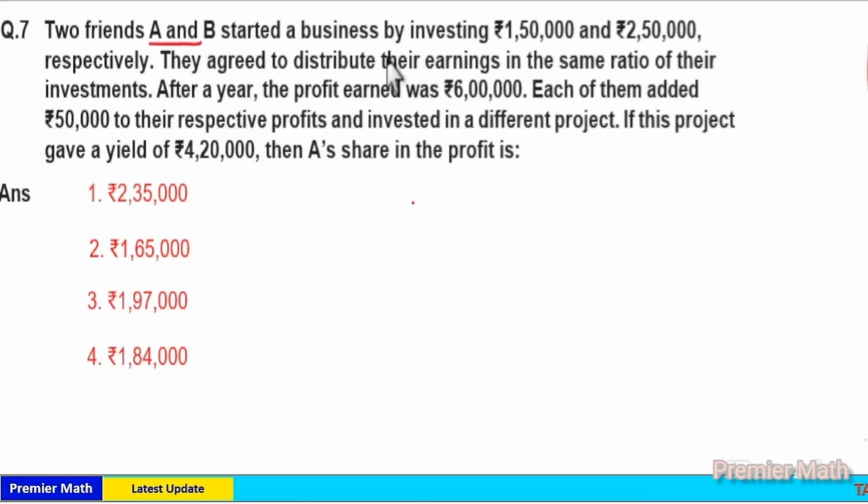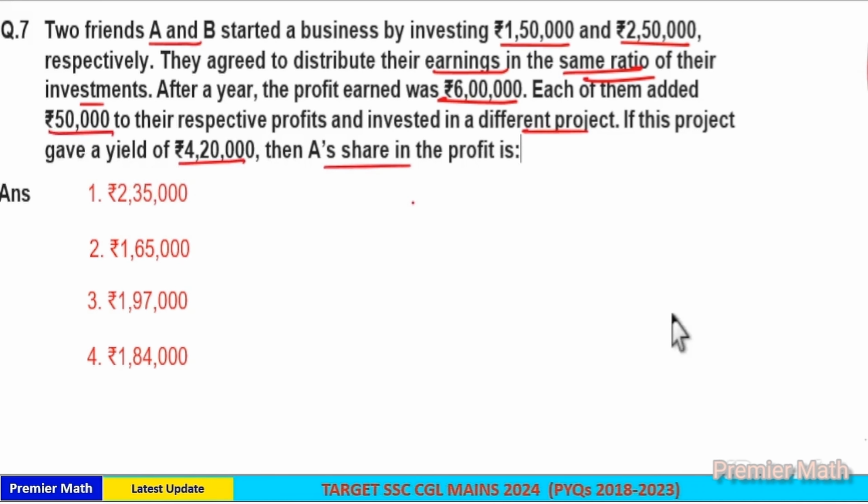Two friends A and B started a business by investing 150,000 and 250,000 respectively. They agreed to distribute their earnings in the same ratio of their investment. After a year, the profit earned was rupees 600,000. Each of them added 50,000 to their respective profit and invested in a different project. If this project gave a yield of 420,000, then A's share in the profit is? Here we don't have to care about the year because the years for both A and B are the same. Now we only have to care about the investment.